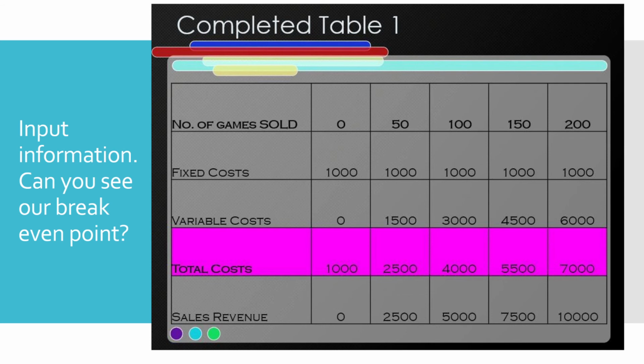Because remember our formula, revenue minus costs equals profit. So if we look at selling 100 units, we would take 5,000 minus 4,000, we would have £1,000 profit at 100 units. So therefore, we could conclude that any sales past 50 are going to give us profit.